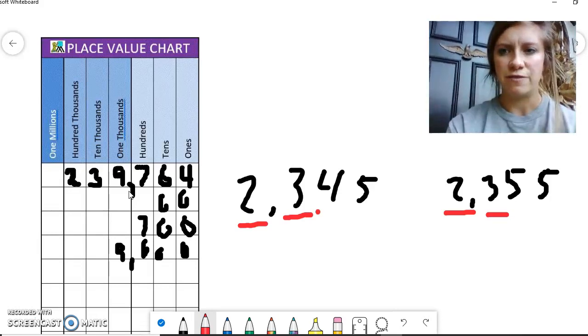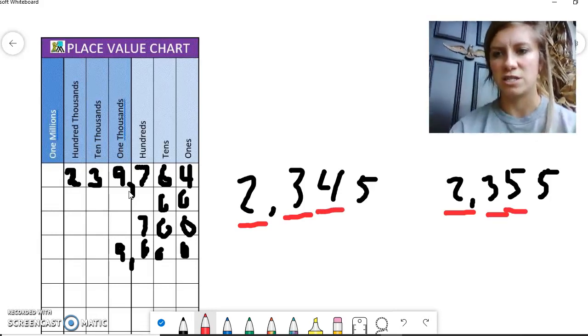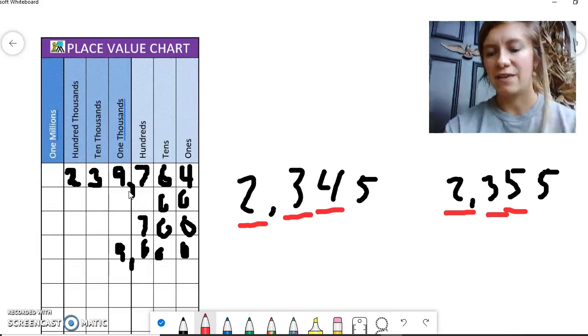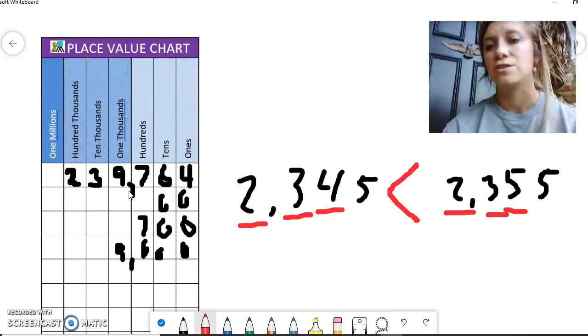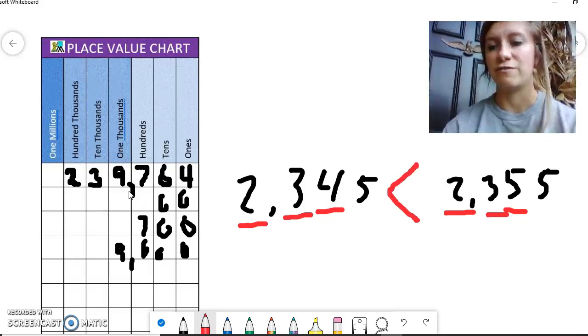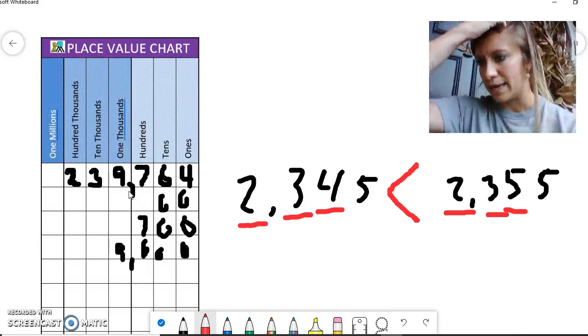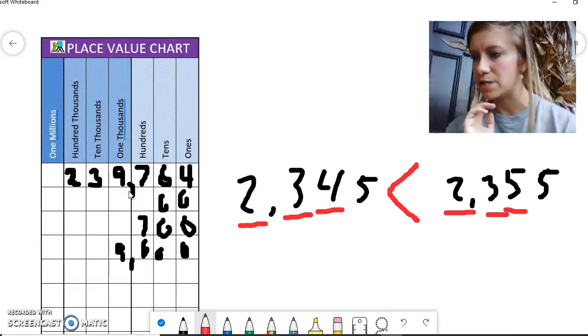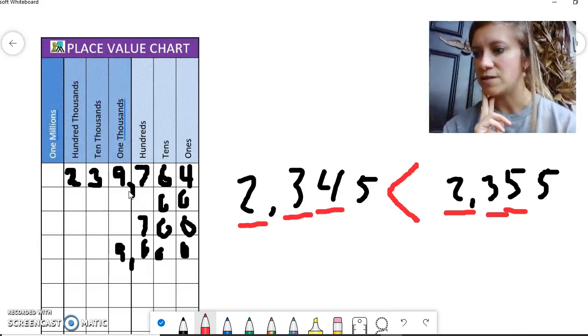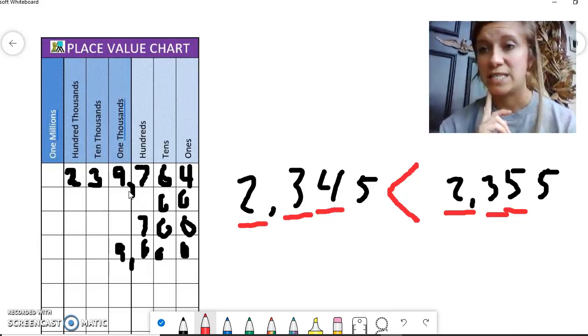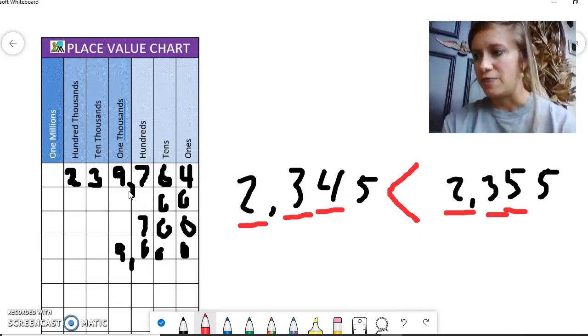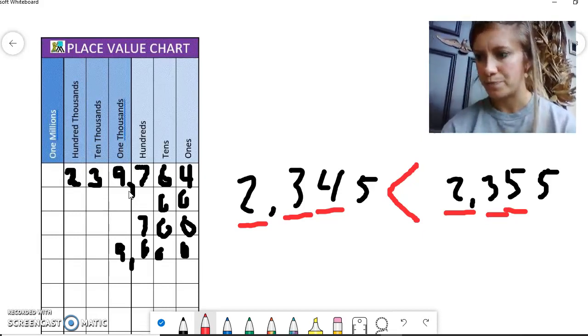Now is where you see a difference. My 4 and my 5 are different. So that means that 4 is less than 5. Therefore, 2,345 is less than 2,355. Does that make sense? So if you look at these numbers to compare, you notice that the thousands place is the same number, the hundreds place is the same number, but the tens place is different. And that's the number that you use to compare.